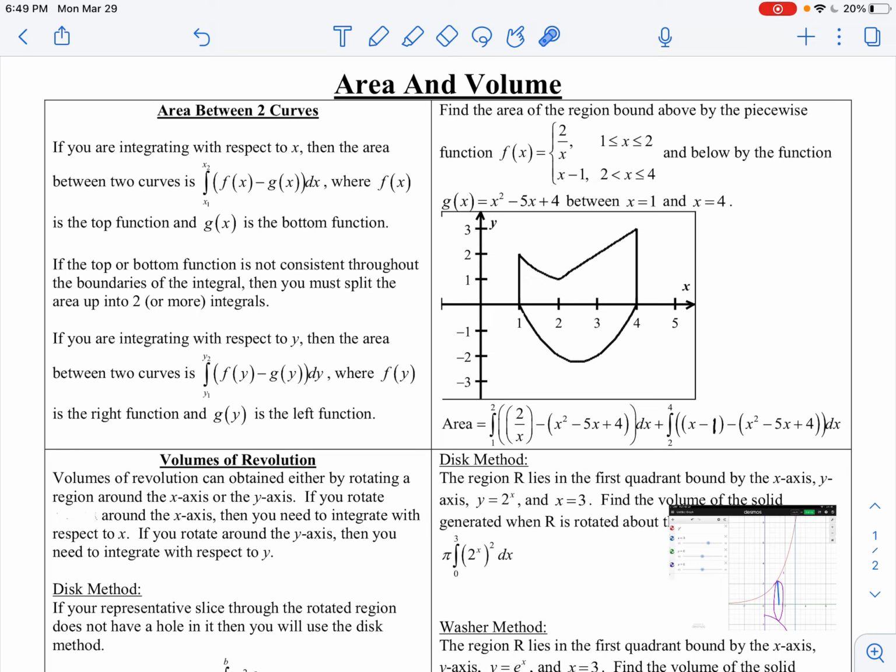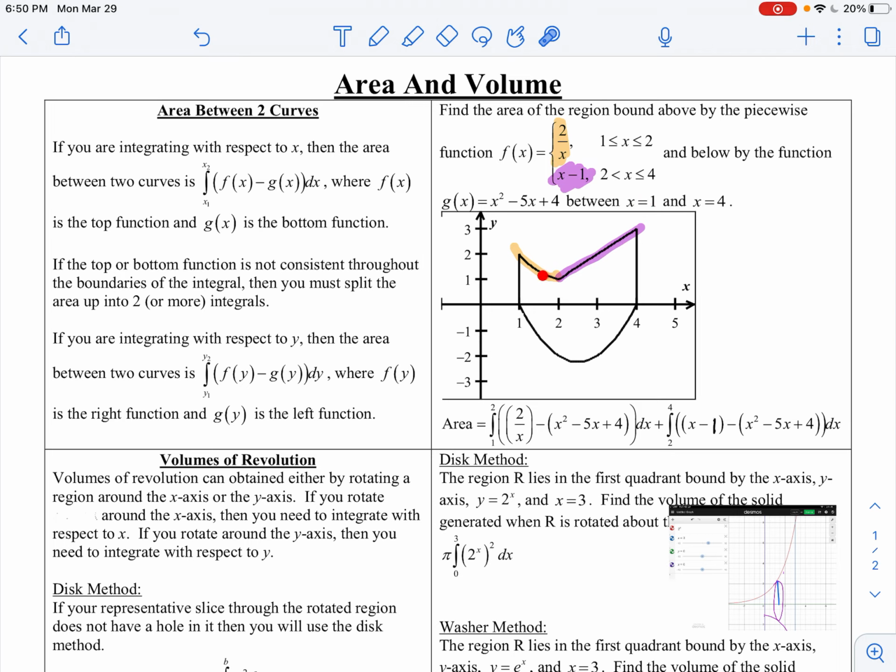And here's our example. Find the area of the region bounded below by the piecewise function. So you have this function on the top, and we can see that this rational piece is this part, and then we have a linear piece, this part, and they have their boundaries between 1 and 2 and 2 and 4. And then the lower function, the g of x function, is this quadratic right here between, again, 1 and 4.